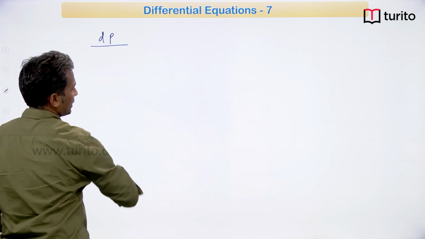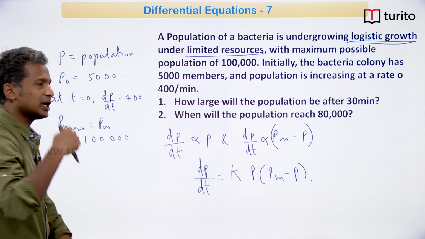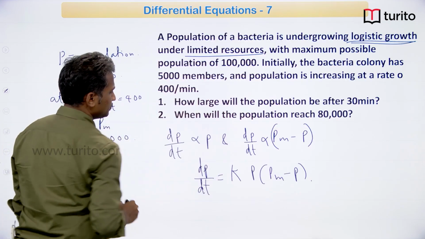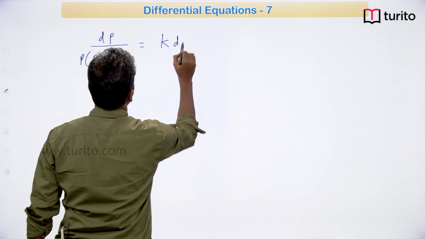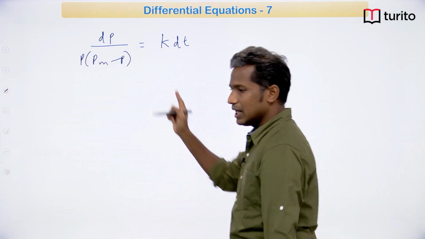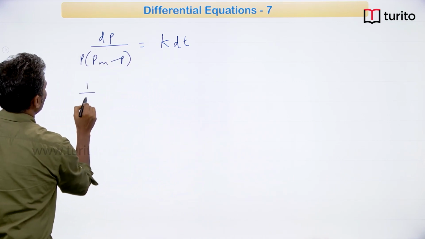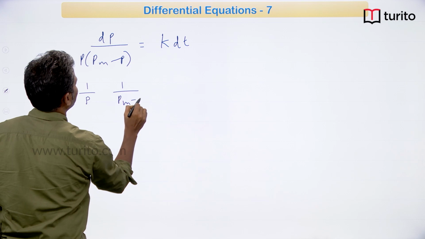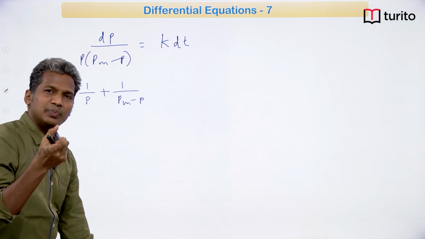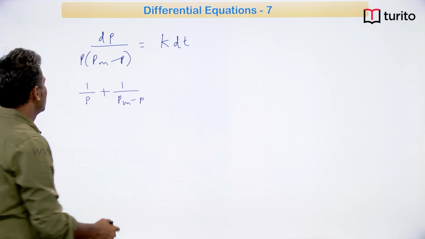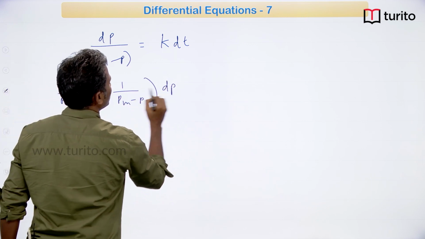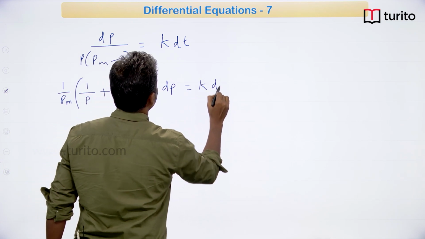So we will get dP by, I will take both terms having P to LHS, P into PM minus P is equal to K into dt. Okay. So we have to solve this using partial fractions only. So LHS can be split into two fractions involving like this. Now if I add these two, in the numerator P will get cancelled, but PM will remain. So we have to balance this by dividing with PM and into dP. This must be equal to K into dt.